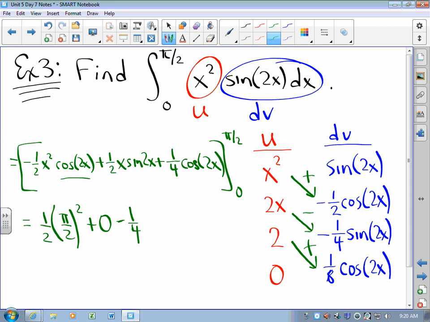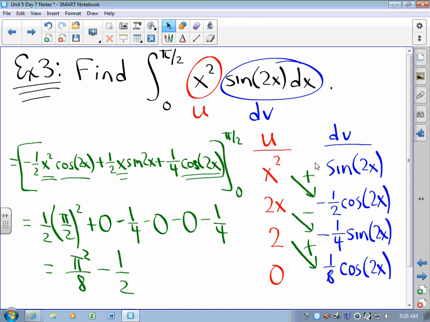Well, when we sub in 0, the x squared is 0. Then this x is 0. And then this is cosine of 0. That's 1. So that's a 1/4. But we subtract that out. So what do we got? We got pi squared over 8 minus a 4th minus another 4th.